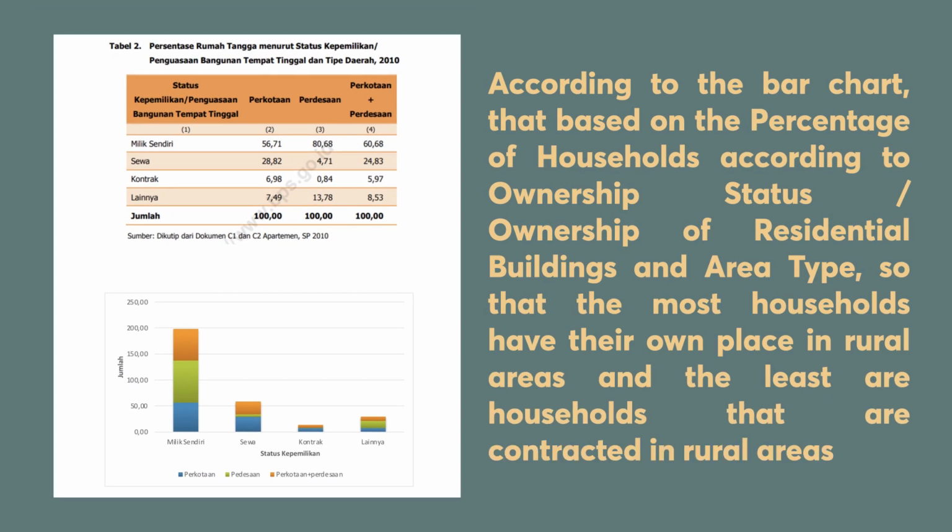Let's see an example. This is analyzed data from bar chart. According to the bar chart, that based on the percentage of households according to ownership status or ownership of residential buildings and area type, so that the most households have their own place in rural areas and the less are households that are contracted in rural areas.